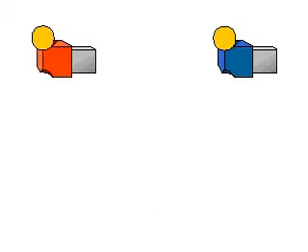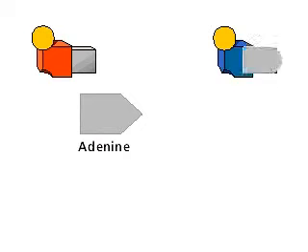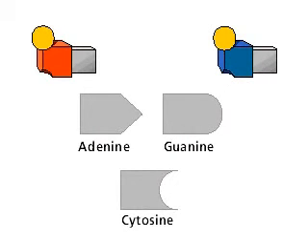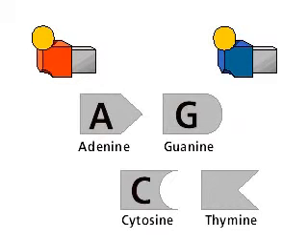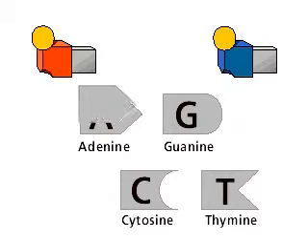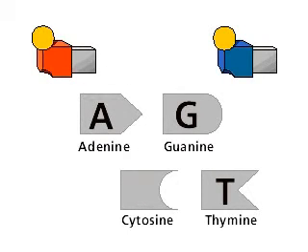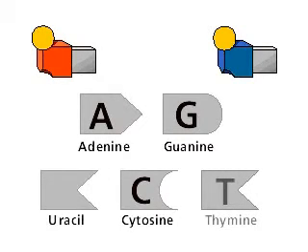The four bases found in DNA are adenine, guanine, cytosine, and thymine. These are abbreviated A, G, C, and T. The bases adenine, guanine, and cytosine are also found in RNA. Thymine is not. The fourth base in RNA is uracil. Uracil is abbreviated U.